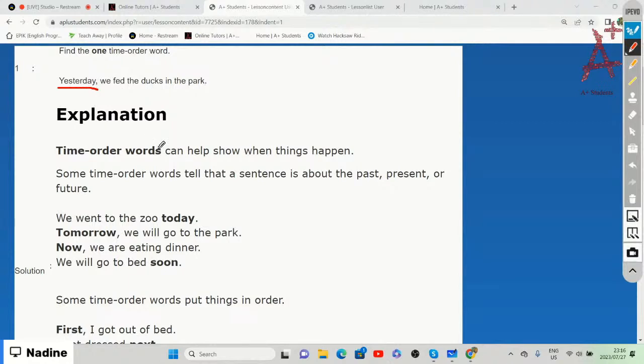So yesterday is our time order word, and it tells us about the sentence being either in the past, present, or future. And in this case, yesterday we fed the ducks in the park. It tells us about the past because it happened already.